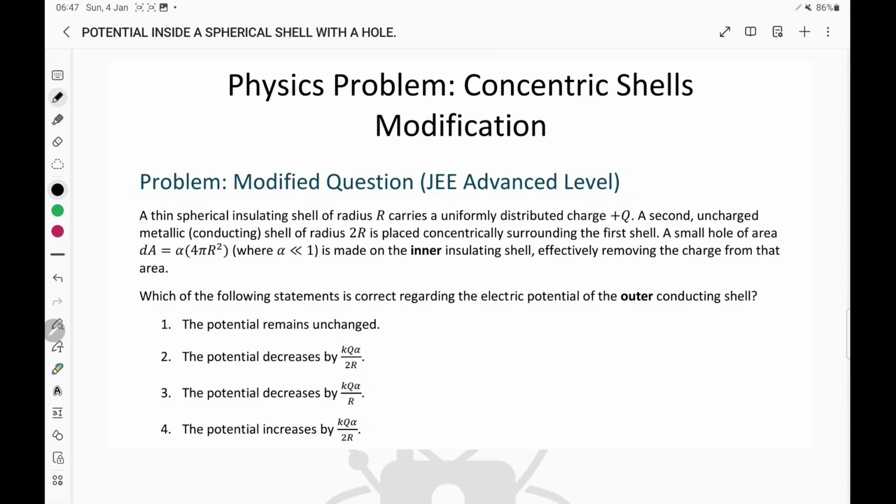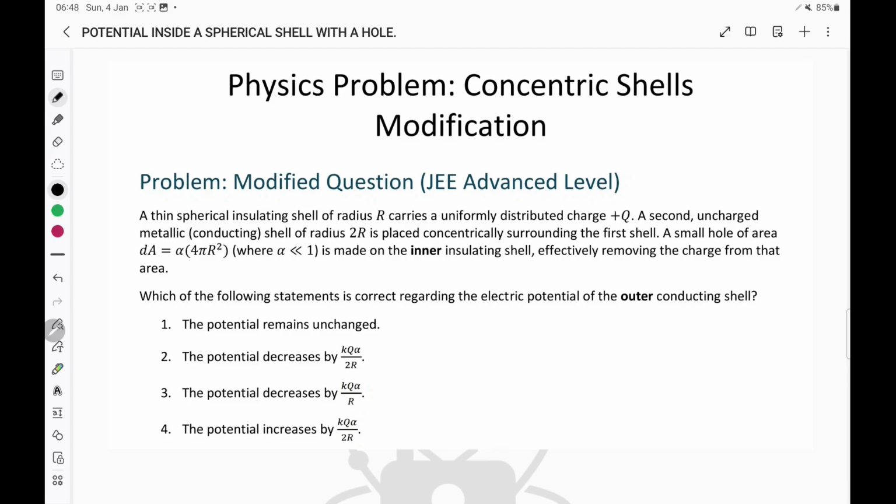Have a look at this question, I'll read it out for you. It says, a thin spherical insulating shell of radius r carries a uniformly distributed charge of plus q. A second uncharged metallic conducting shell of radius 2r is placed concentrically surrounding the first shell. A small hole of area dA equal to alpha into 4 pi capital R square, where alpha is very small compared to 1, is made on the inner insulating shell, effectively removing the charge from that area.